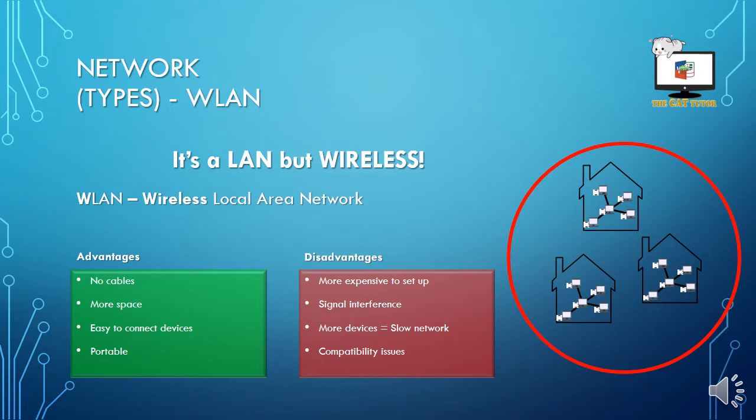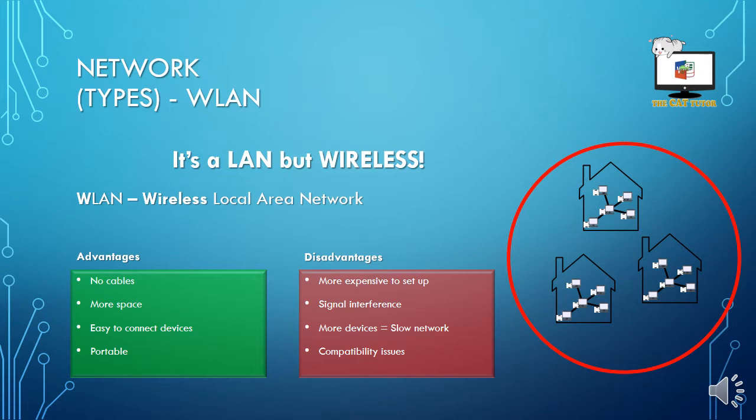Any physical objects in the way between the router and any other device can interfere with the signal. So be careful of that. The physical objects and devices around your signal transmitters can be a problem.